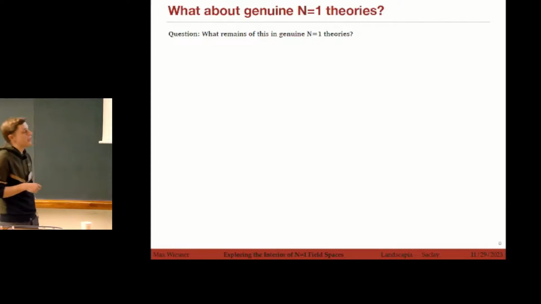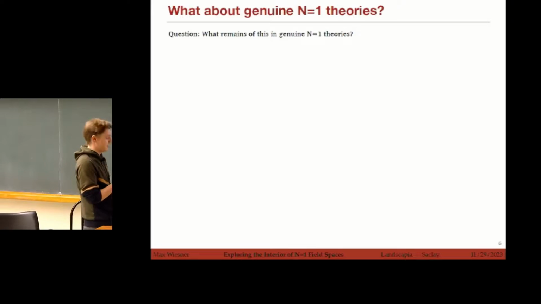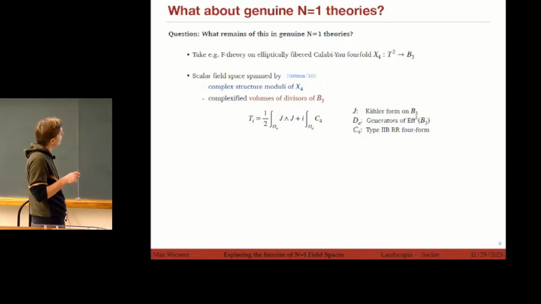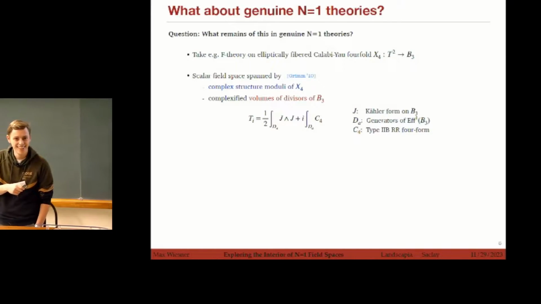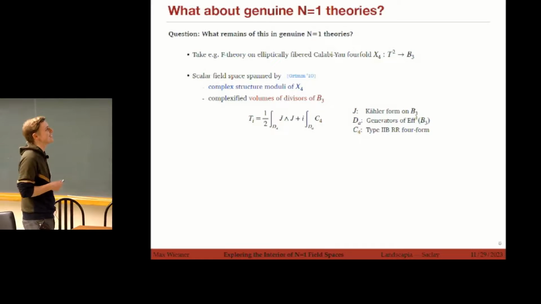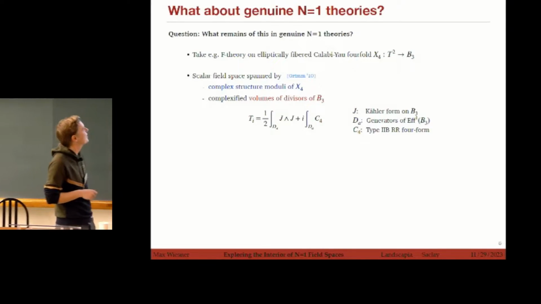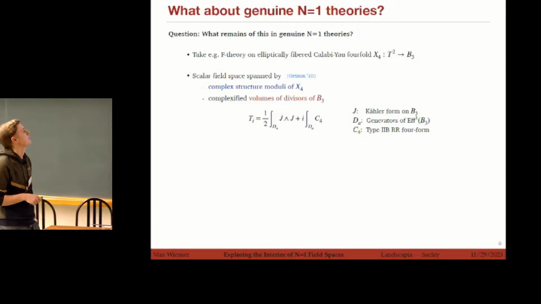But okay, what remains of this picture if we actually go to a genuine N=1 theory? And what I want to focus on here, even though maybe somebody would say, why would I do it and look at F theory? I take the stance that F theory teaches us a lot. It gives us a genuine N=1 theory, so I look at F theory on elliptically fibered Calabi-Yau fourfolds, so some elliptic fiber over some base B3.